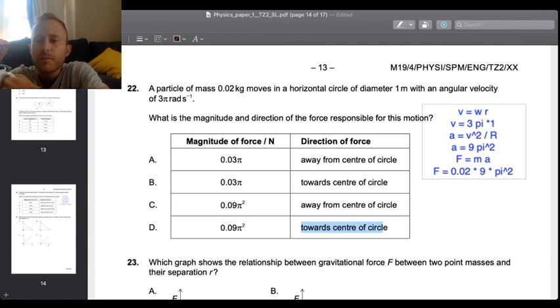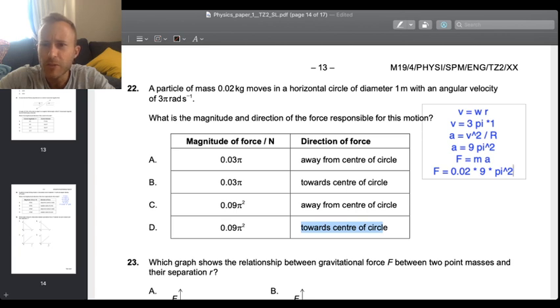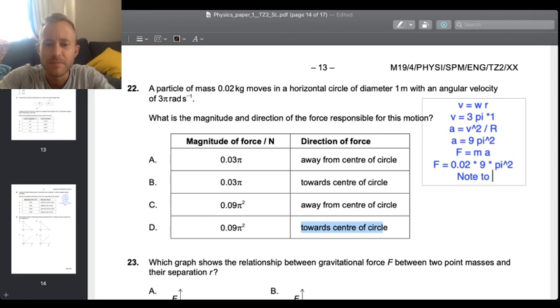Where did I goof? I'm wondering if that's a typo. Well, that's what I get as the force. So I don't know why. I'm going to look up, note to self, look up number 22.